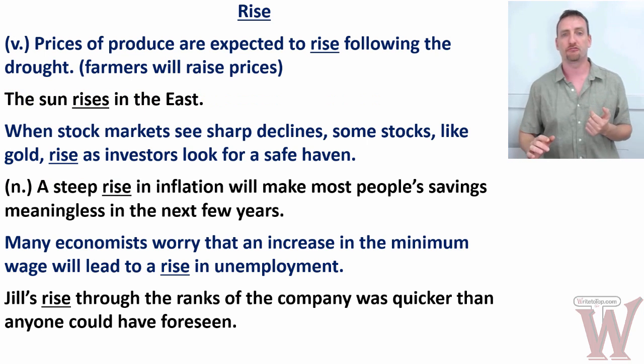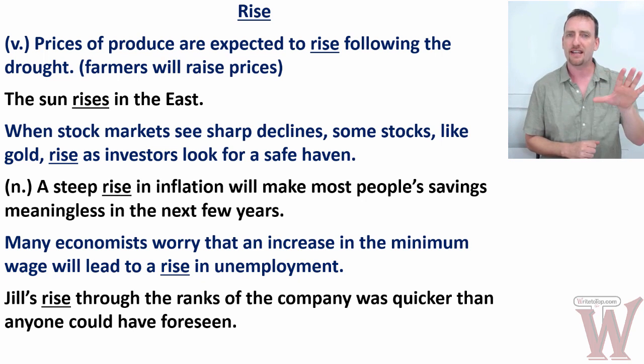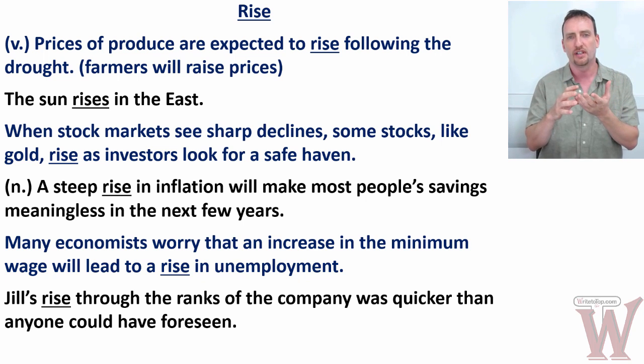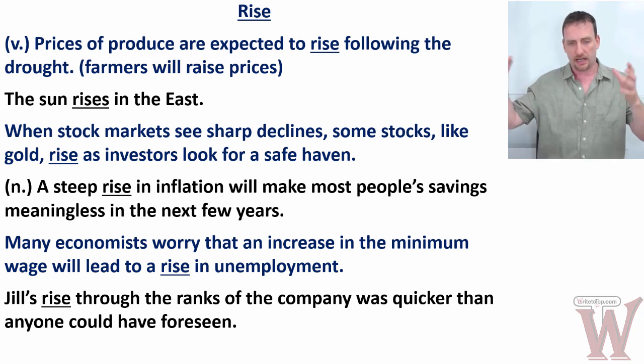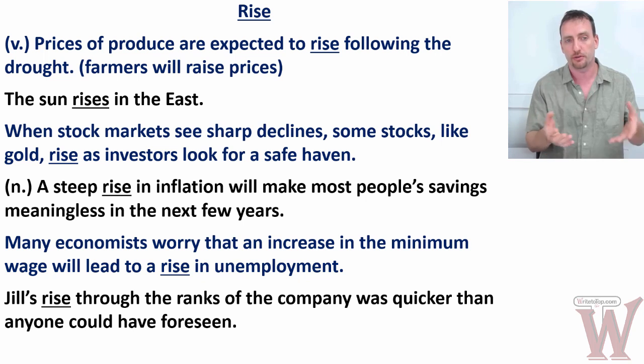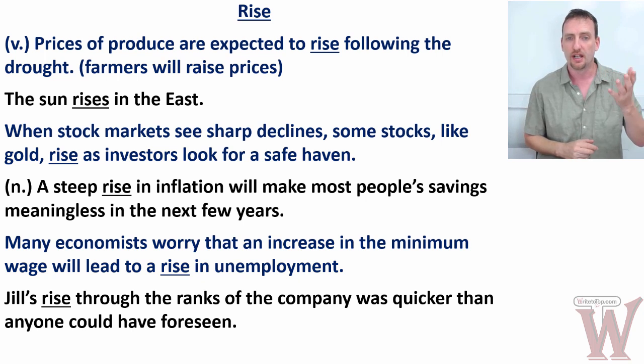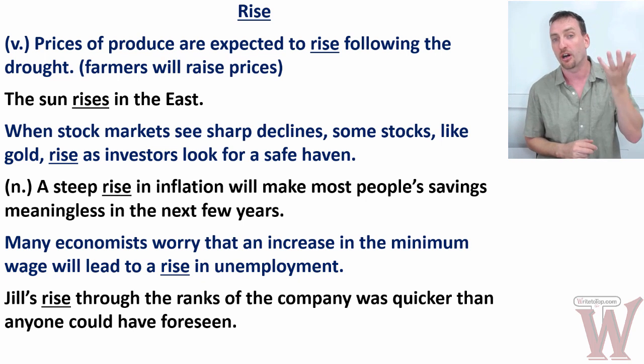Now let's look at rise. Prices of produce are expected to rise following the drought. So now prices rise by themselves. There are, of course, causes. There are conditions to it. If there was a drought, it means there's not enough rain, means not enough vegetables grew, produce, fruits and vegetables, not enough grew. The rules of supply and demand of market economics means that the prices will rise or rose. Nobody is pushing them up except the market.